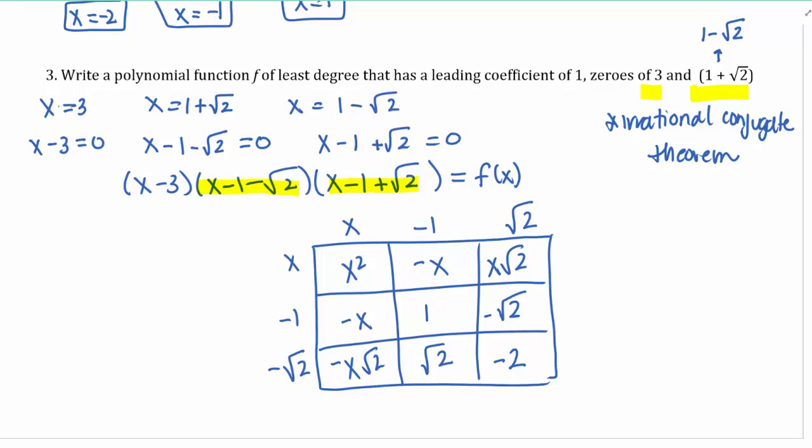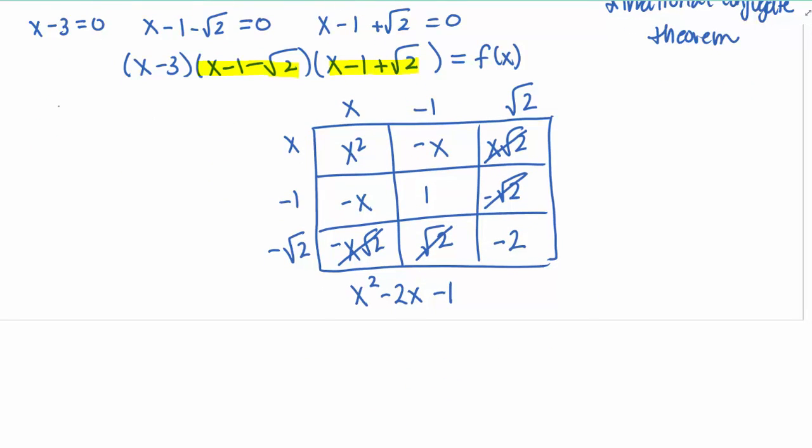So that leaves me with x squared, negative x minus x is negative 2x. Then I have a negative x root 2 and a positive x root 2 cancel each other out. Same with this negative square root 2 and positive square root 2. Those cancel each other out. So then I have 1 minus 2 is negative 1. But I can't forget about this x minus 3. I have to multiply this then by x minus 3.